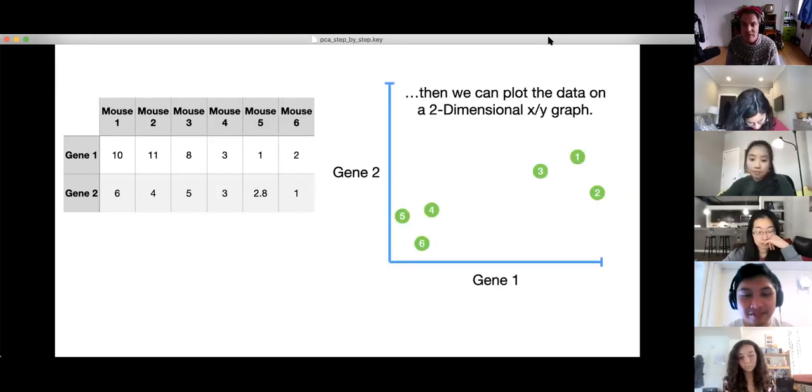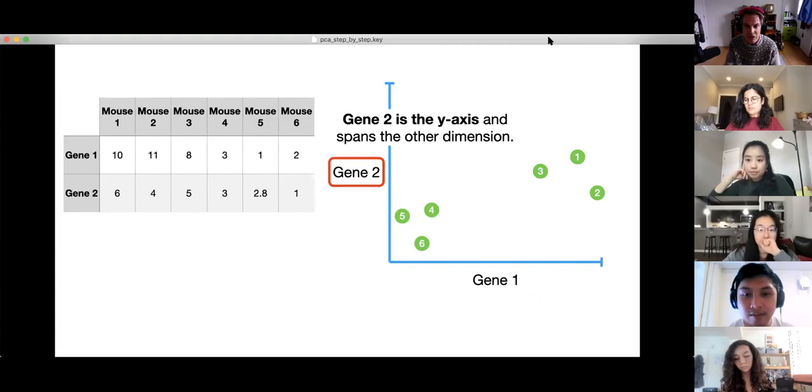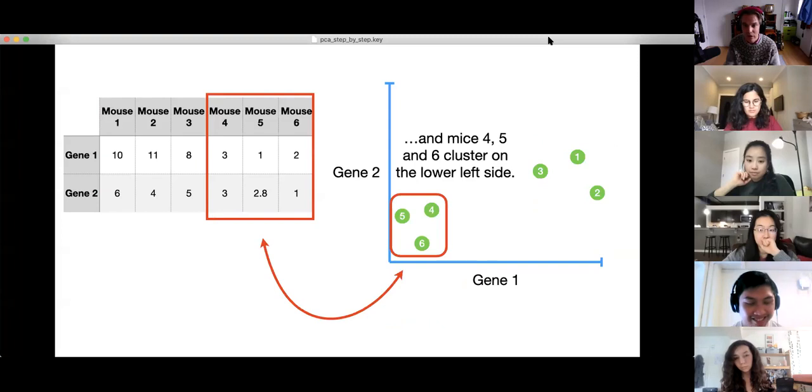then we can plot the data on a 2-dimensional XY graph. And in this case, gene 1 is the x-axis and spans one of the two dimensions in this graph, and gene 2 is the y-axis and spans the other dimension. We can see that mice 1, 2, and 3 cluster on the right side, and mice 4, 5, and 6 cluster in the lower left side.